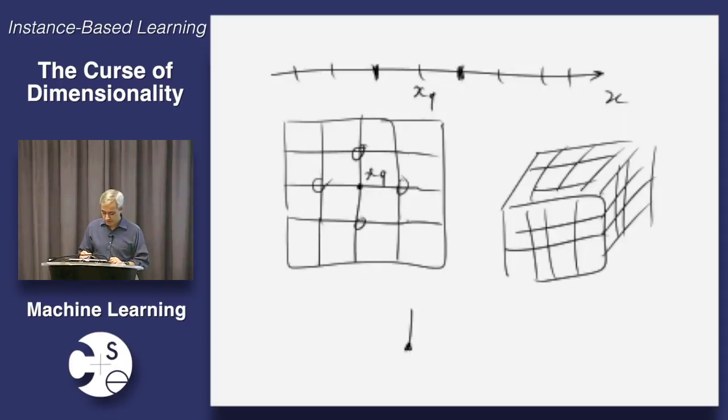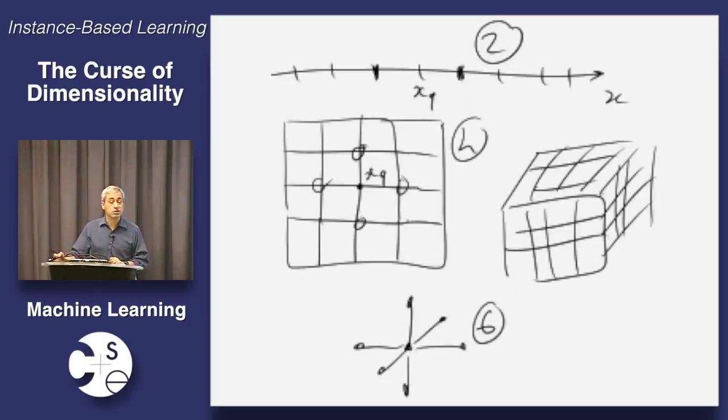I'm going to have one above, one below, one to the left, one to the right, one forward, and one backward. So here I had 2 nearest neighbors. Now I have 4, and now I have 6. So in D dimensions, how many equally close nearest neighbors am I going to have? 2D. So if I'm in a 100-dimensional space, I have a 200-way tie for nearest neighbor.